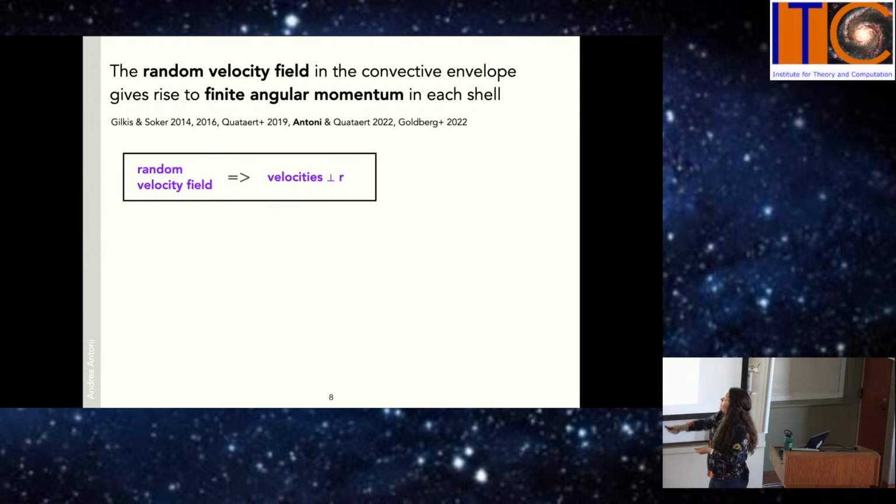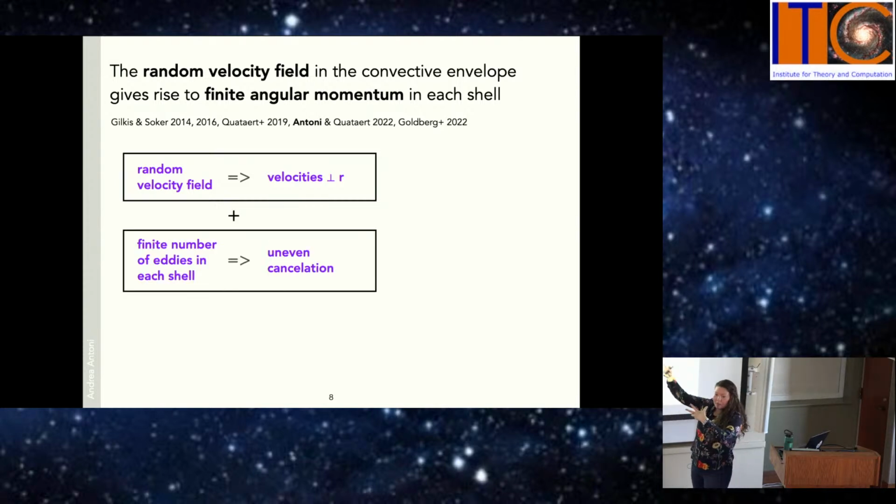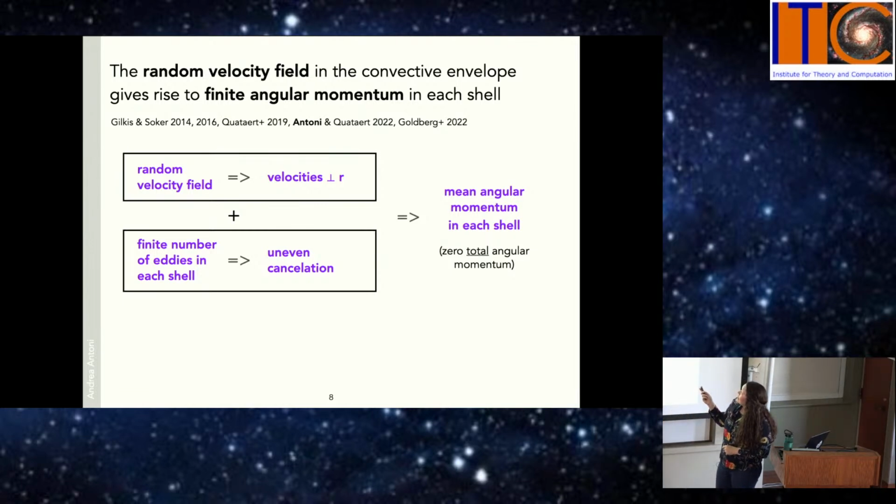Well, the thing is, you have a finite number of convective eddies, I don't really like that terminology, in each shell, and so you're going to end up with uneven cancellation of all these little perpendicular velocity components in a given shell. That means you're going to end up with some mean angular momentum in each shell, even if the total integrated angular momentum of the star is 0. It won't be exactly 0. It could be up to square root of n, where n is the number of eddies, right? Yes, it is related to the square root of n.